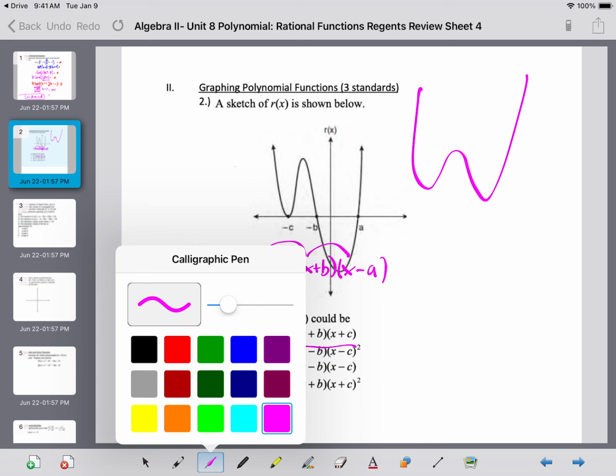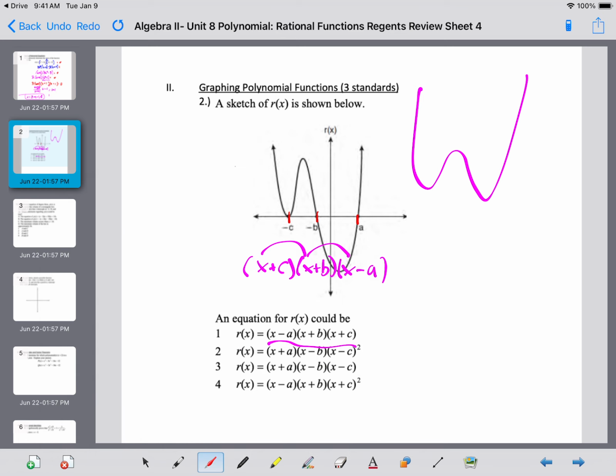So there are 3 zeros, but one of them does not go through the x-axis. It bounces off, which, if you remember, means that it has an even multiplicity. Multiplicity just means how many times a factor occurs in the equation. So if we already have 3 degrees and we know that this is a 4th degree polynomial, we're going to have one more of that factor.